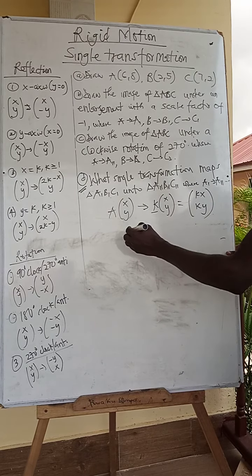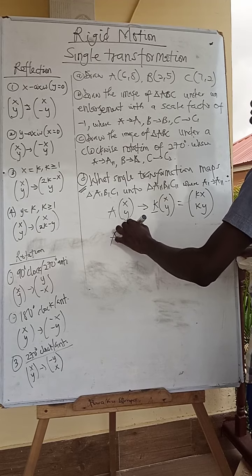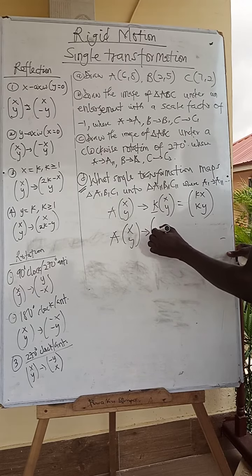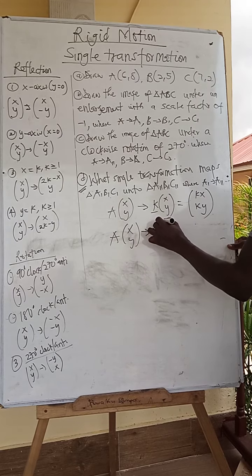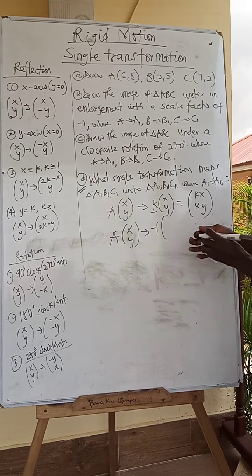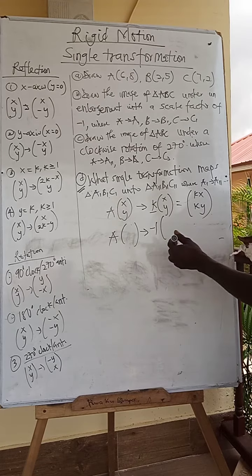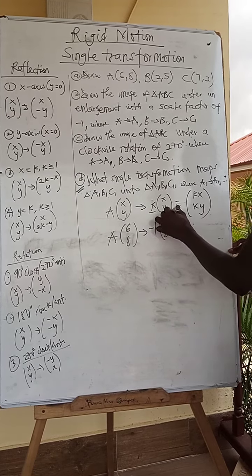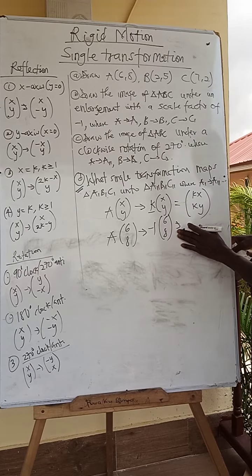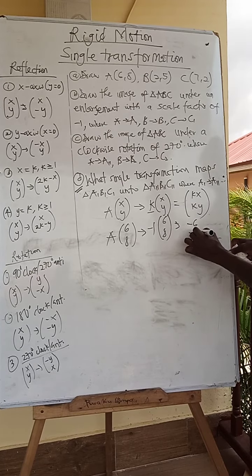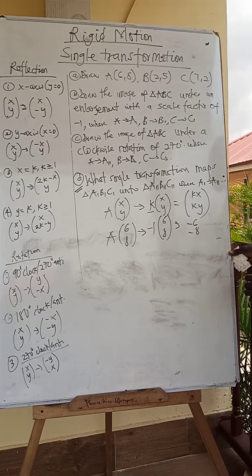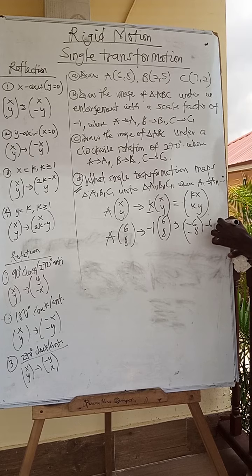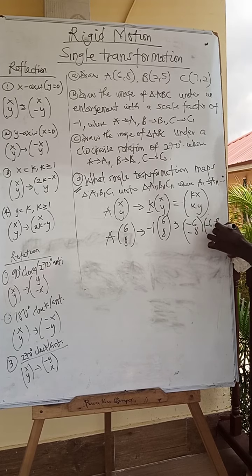So back to the question. In the question, this is the point. We are enlarging it by a scale factor of what? -1. So if we take A, the coordinate of A is 6, 8, and you are going to multiply 6, 8 by -1. This is going to give us -6 and -8. You get it? So in order to save space, I would like you to write -6, comma -8. You get it?